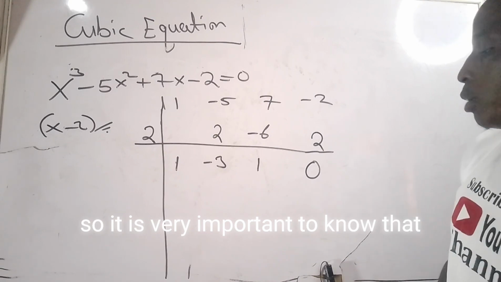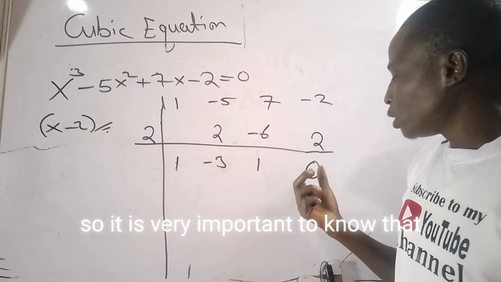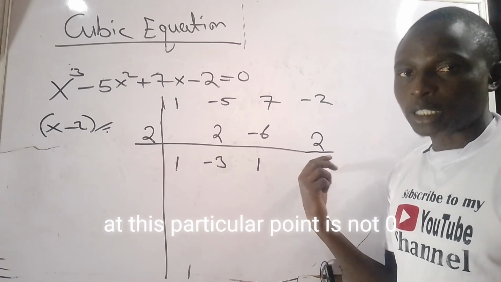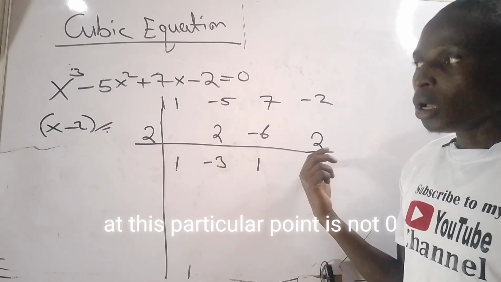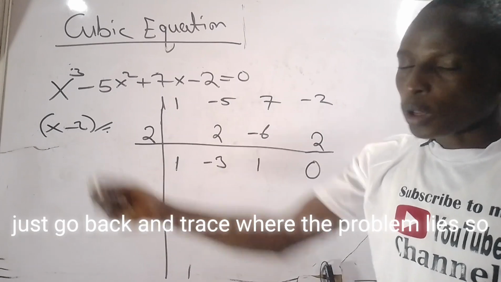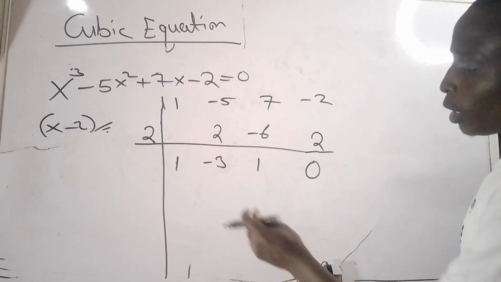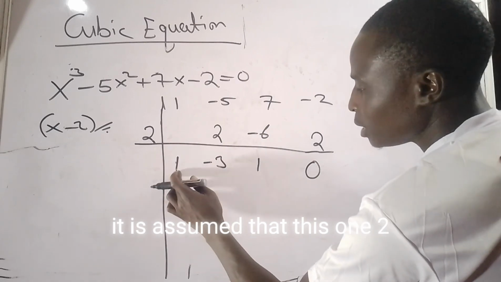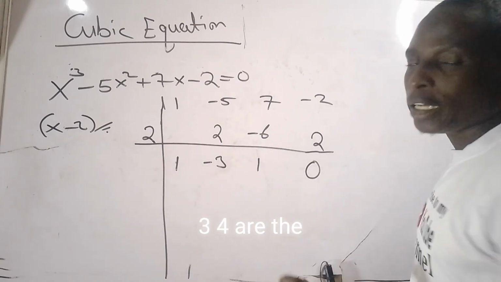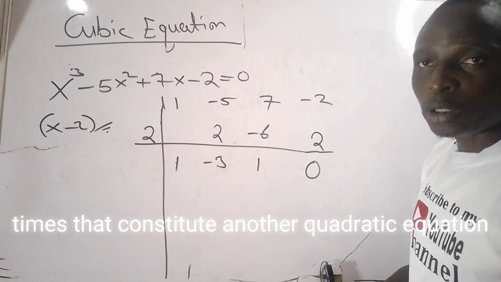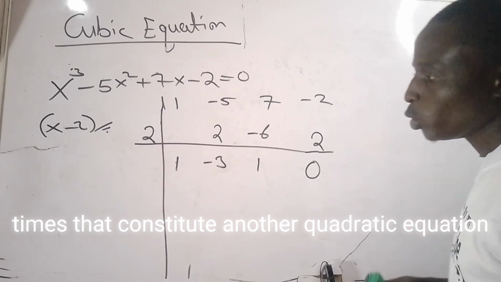So it is very important to know that whenever you reach this point and your result at this particular point is not 0, just go back and trace where the problem lies. So it is assumed that this 1, 2, 3, 4 are the terms that constitute another quadratic equation.